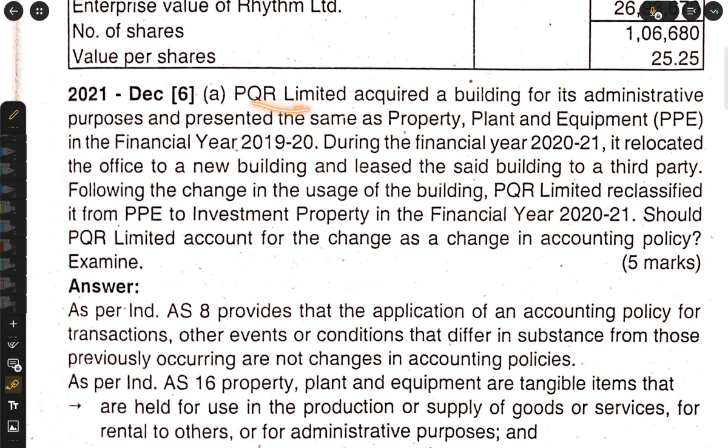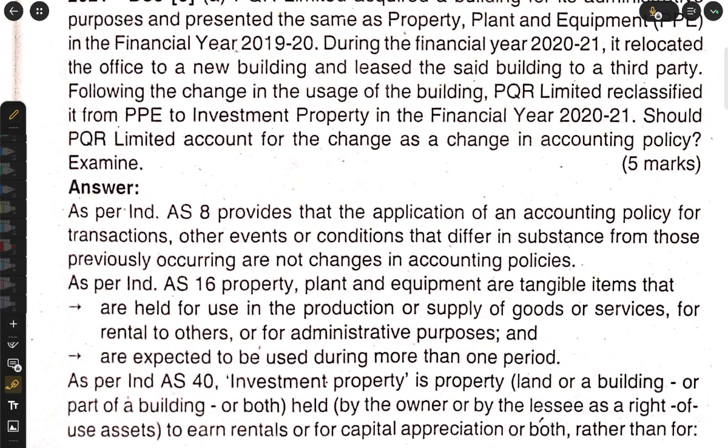PQR Limited has acquired a building for its administrative purpose and presented it as property, plant and equipment in the financial year 2019. During this financial year, it relocated the office to a new building and released the said building and leased the same building to a third party. Following the change in the usage of the building, PQR Limited reclassified the PPE to investment property. Should PQR Limited account for this as a change in accounting policy?